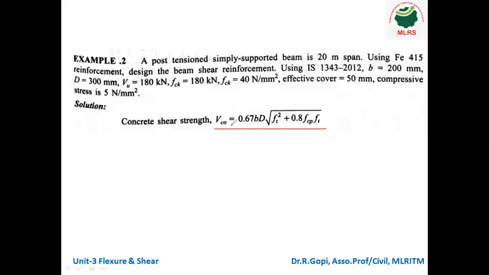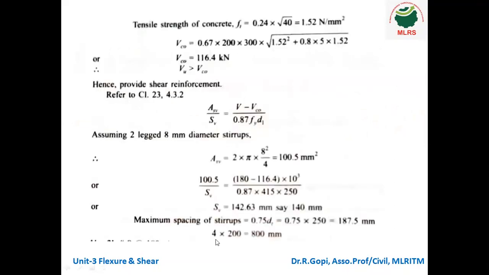Post tension simply supported beam problem. Vc0 is equal to 0.67 b d root of ft square plus 0.8 fcp into ft. So write first to find ft. What is the ft formula? We know that ft is equal to 0.24 into root fck. This formula is available in the code book. So we got 1.52.